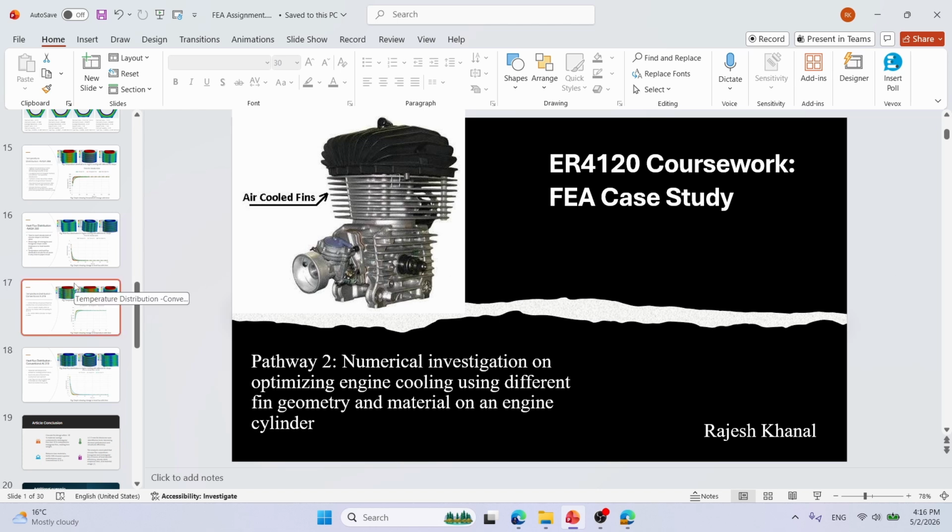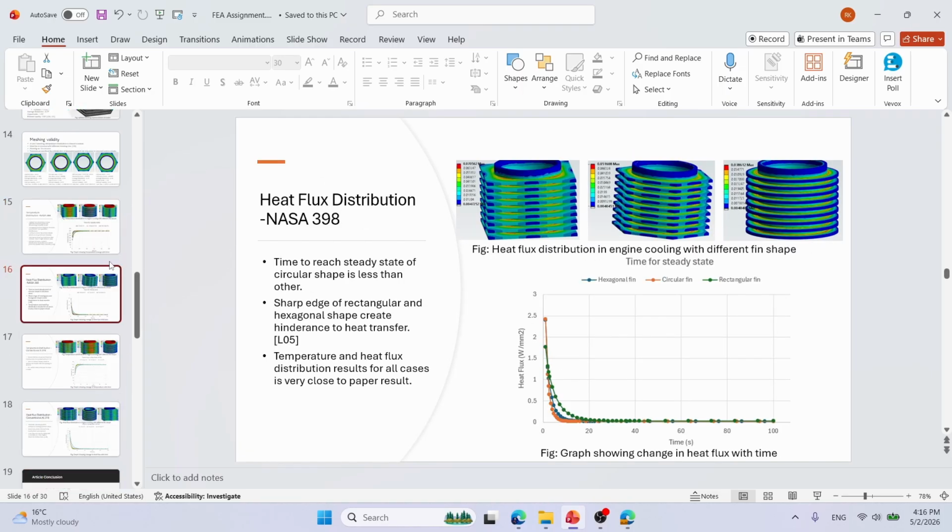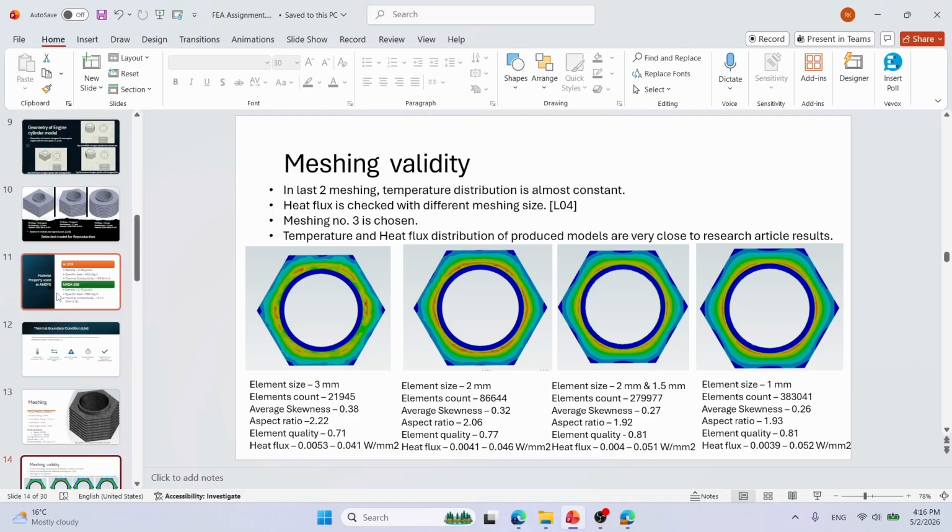Hello, good morning everyone. Today I am going to go through one of my projects or assessments where I did the FEA analysis on engine cooling.